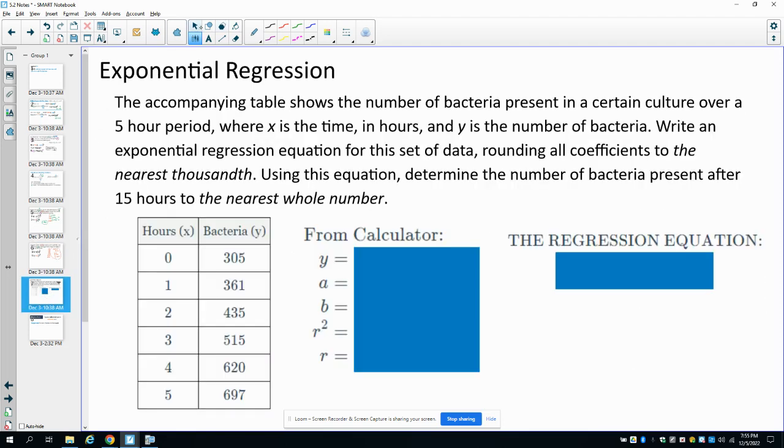All right, then I want to do an exponential regression, and I'm going to show you how to do this in your calculator. The accompanying table shows the number of bacteria present in a culture over a 5-hour period, where X is the time in hours and Y is the number of bacteria. Let's write an exponential equation for this, rounding all coefficients to the nearest thousandth.